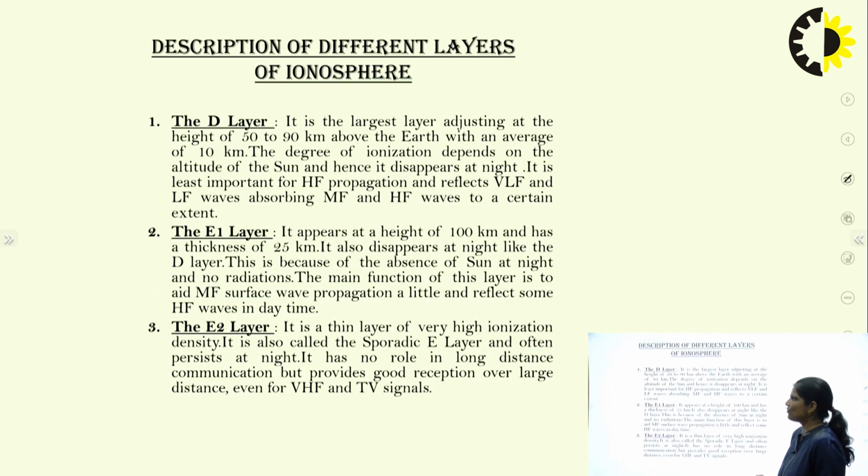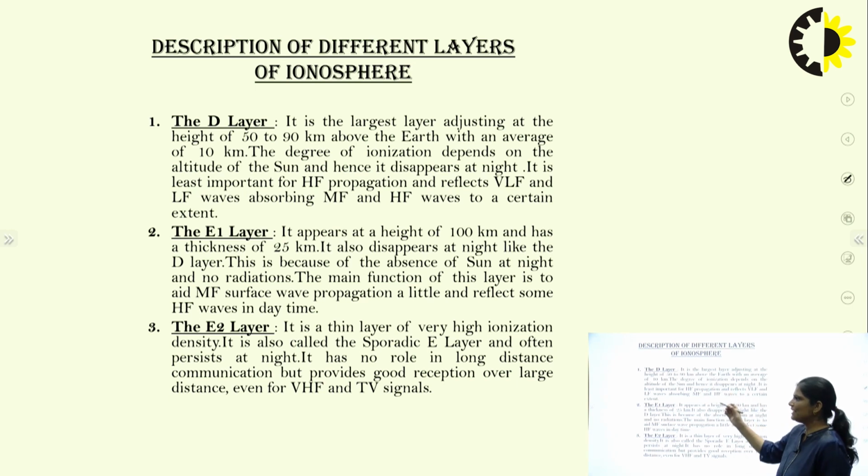Now, what is the D layer? It is the largest layer, at a height of 50 to 90 km above the Earth, with an average thickness of 10 km. The degree of ionization depends on the altitude of the sun, and hence it disappears at night. It is less important for high frequency propagation. It reflects very low frequency and low frequency waves, and absorbs medium frequency and high frequency waves to a certain extent.